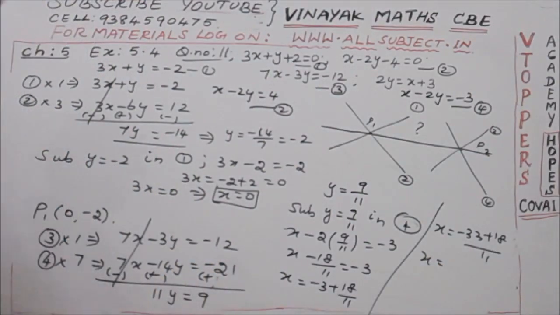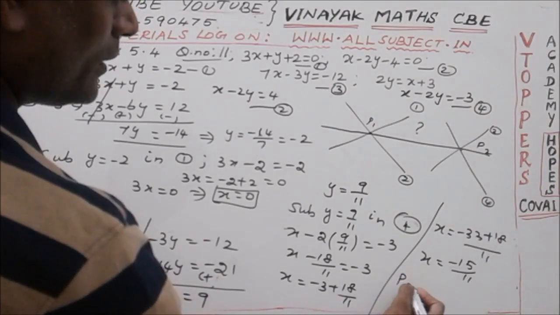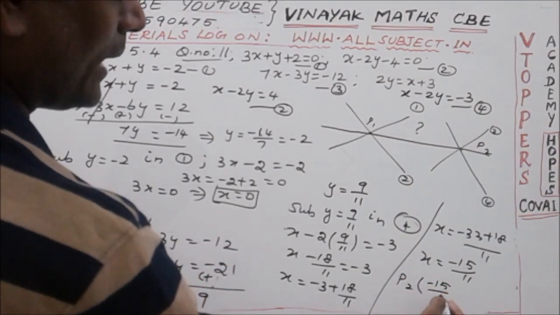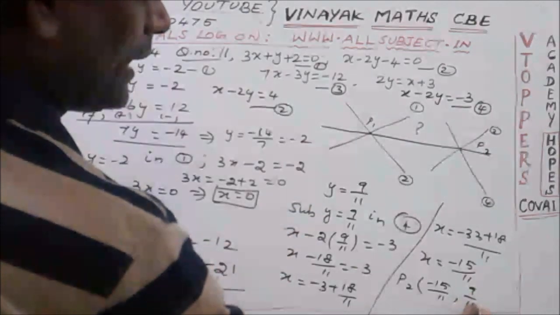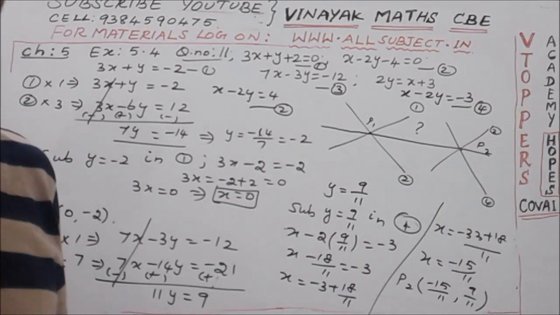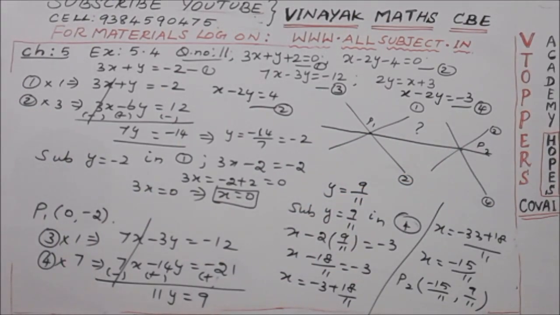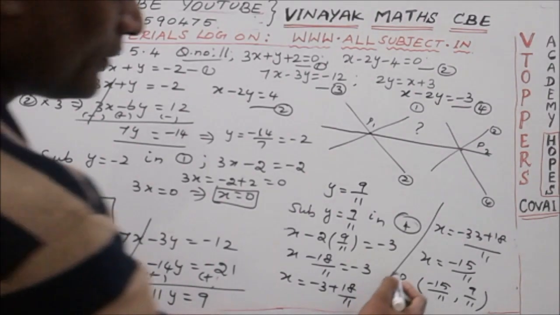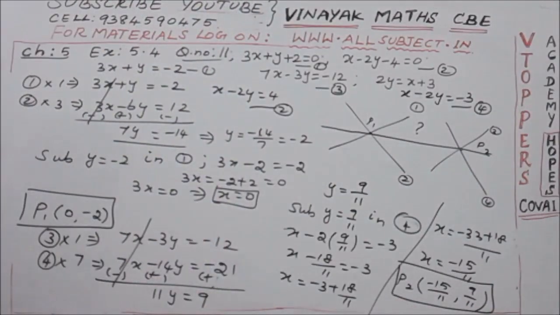Now x is equal to minus 15 by 11. Therefore the point P2 is minus 15 by 11 comma 9 by 11. Now we should find the equation of the line joining P1 and P2 by use of the 2-point formula. We have found points P1 and P2. P1 is 0 comma minus 2 and P2 is minus 15 by 11 comma 9 by 11.